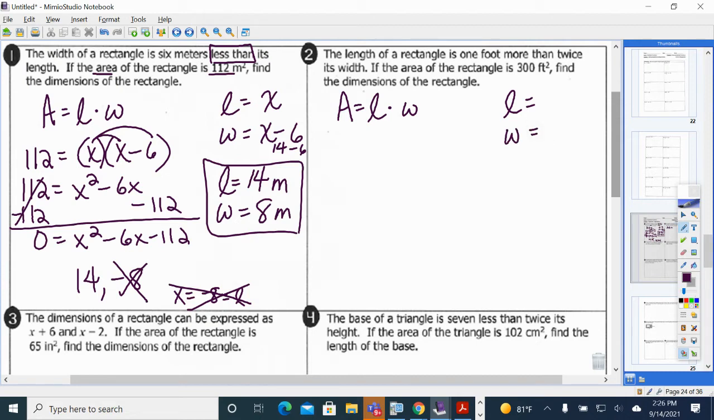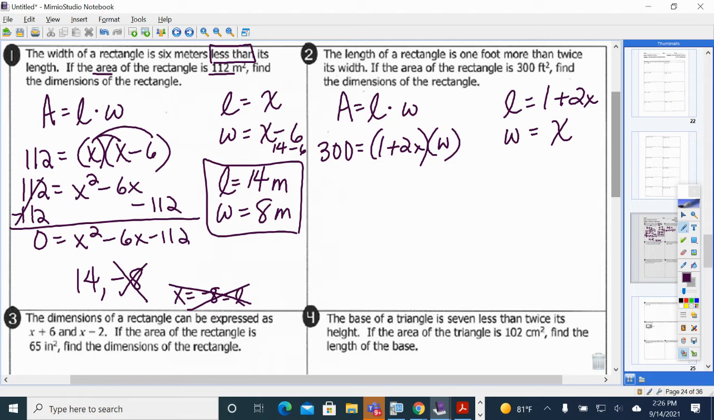The length of a rectangle is 1 foot more than twice its width. So the width in this one is our x, and the length is 1 foot more than twice that. So 1 plus 2x. Now, if you wrote 2x plus 1, that's the same thing. It doesn't matter the order there. Now, let's plug everything in. Area is 300. The length is 1 plus 2x, and then the width is x.